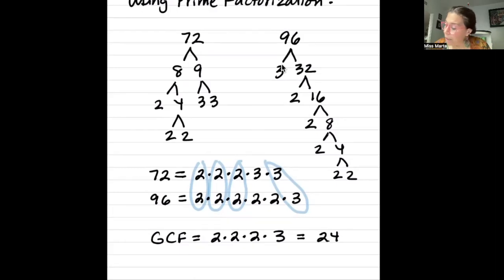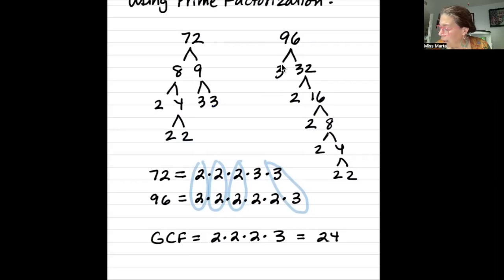All right. I'm going to now double check my work here because sometimes I feel like that's important to do with math. So let's see. The 72 is 8 times 9. 8 is 2 times 4, and that's 2 times 2. That's 3 2s. And 9 is 3 times 3.